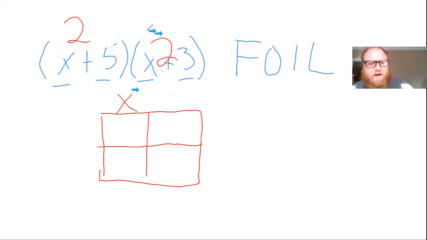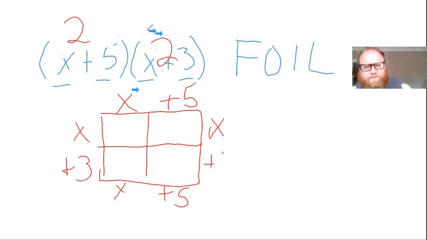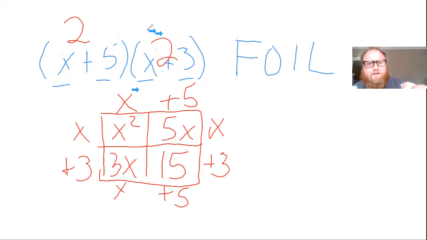So we have x plus 5 here, we can put that on the bottom, and we have x plus 3 along the sides. Now we multiply: x times x, see how the x and x intersect in this box? That would be x squared. 5 times x gives us 5x. 3 times x gives us 3x. And 5 times 3 gives us 15.